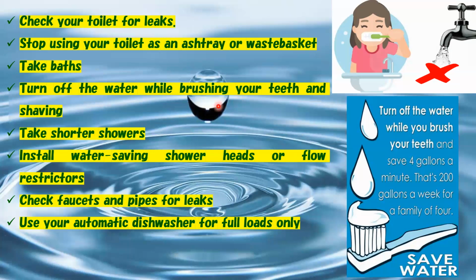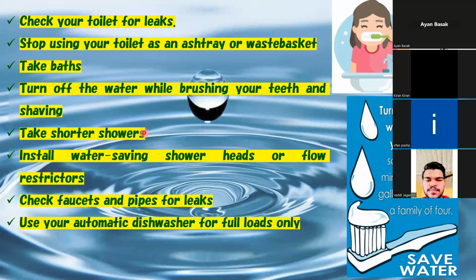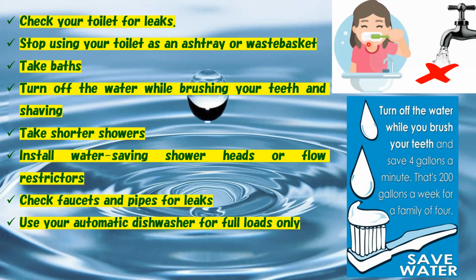Turn off the water while brushing your teeth and shaving. Take shorter showers. People have the tendency to get into the bathroom and spend hours and hours in there. Mama might be shouting, come out, but no, you waste water to your heart's content. That should not be done. That should be avoided. Next, install water saving shower heads or flow restrictors. Nowadays, there are a lot of advanced devices like water saving showers or water flow restrictors. So you can install them.